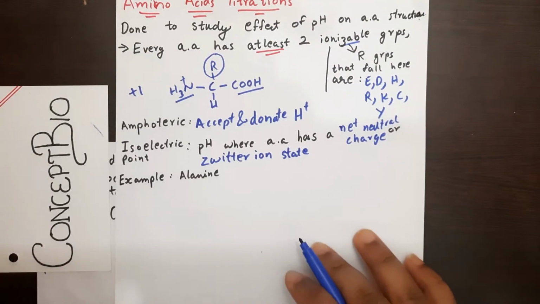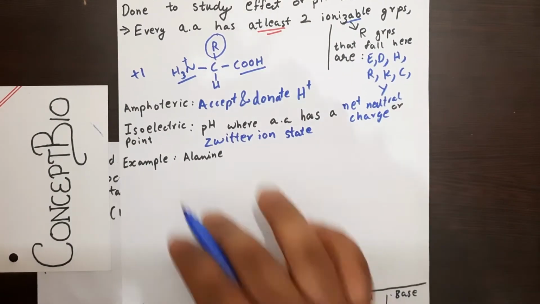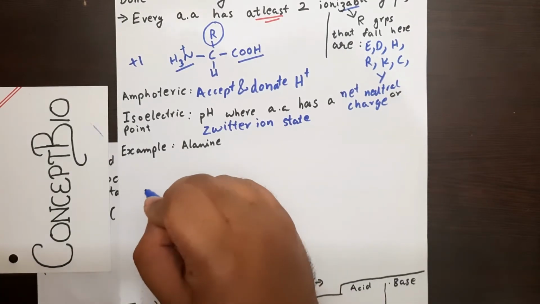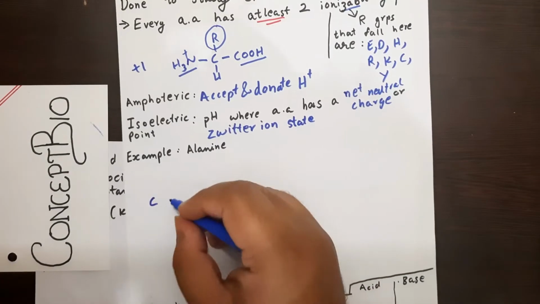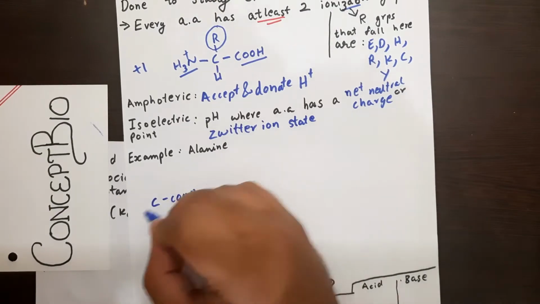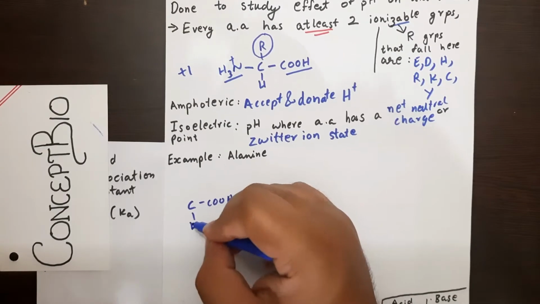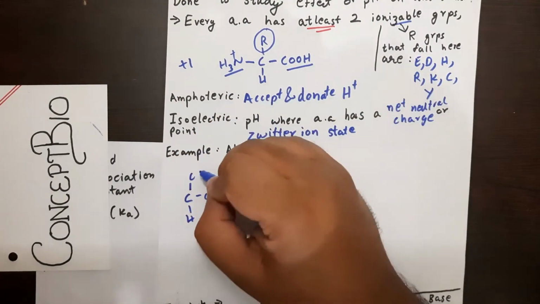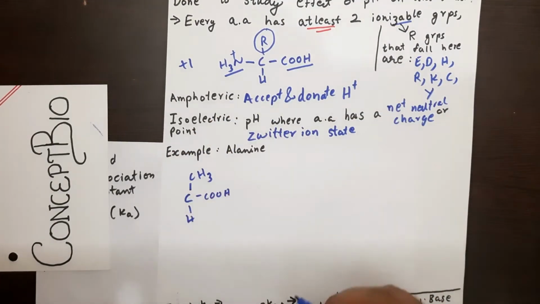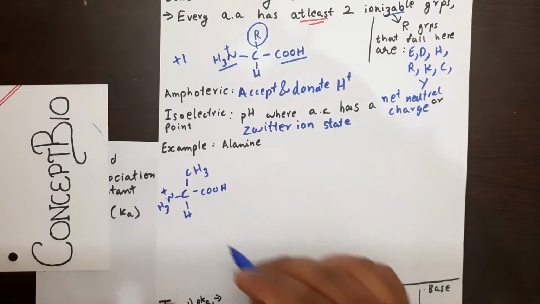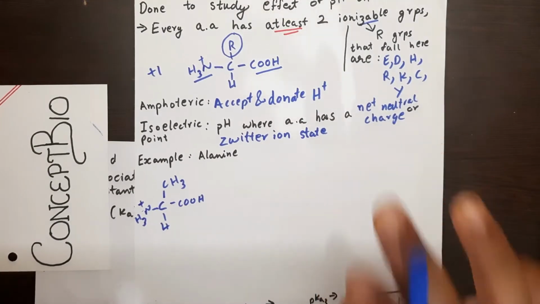To explain the Zwitter ion state, let's look at the example of alanine. We all know what the alanine structure looks like. We'll start with the protonated structure. We'll have COOH, protonated H. We'll have the R group, which is nothing but the methyl group attached to it. And finally, we have your NH3 plus. So this is the protonated state we'll look at.